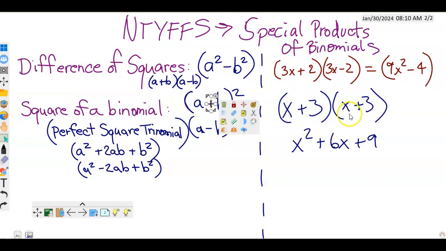We have x plus 3 times x plus 3. We do our distribution. I don't care how you do it. You can do the box method. You can split one of these binomials apart and multiply each term by the second binomial and do that twice and combine your like terms. Or you can just double distribute x times x, x times 3, 3 times x, 3 times 3. Okay? And then you combine your like terms.